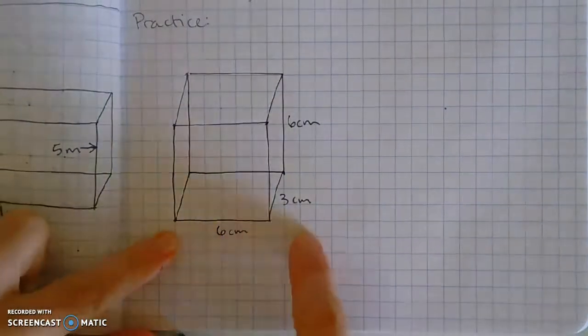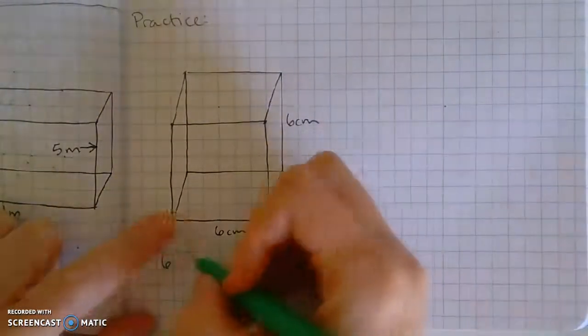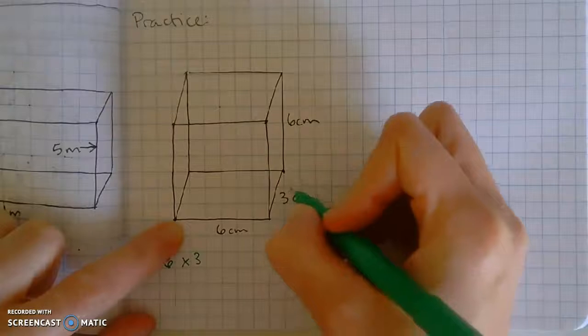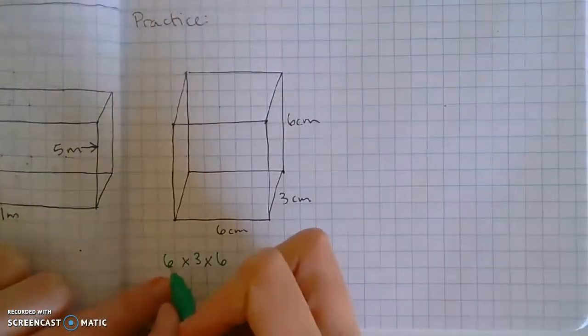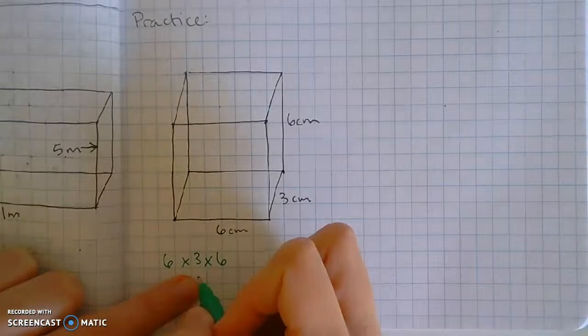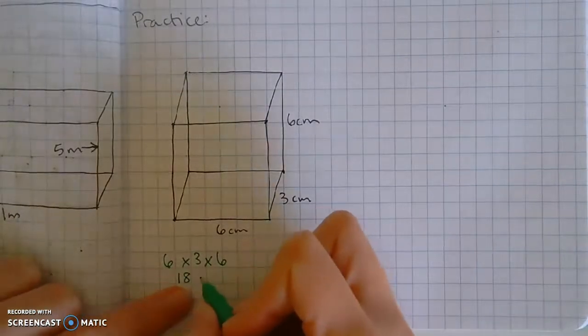So the length is 6 centimeters. The width is 3 centimeters. And the height is 6 centimeters. So 6 times 3 is 18. And now I'm going to do 18 by 6.